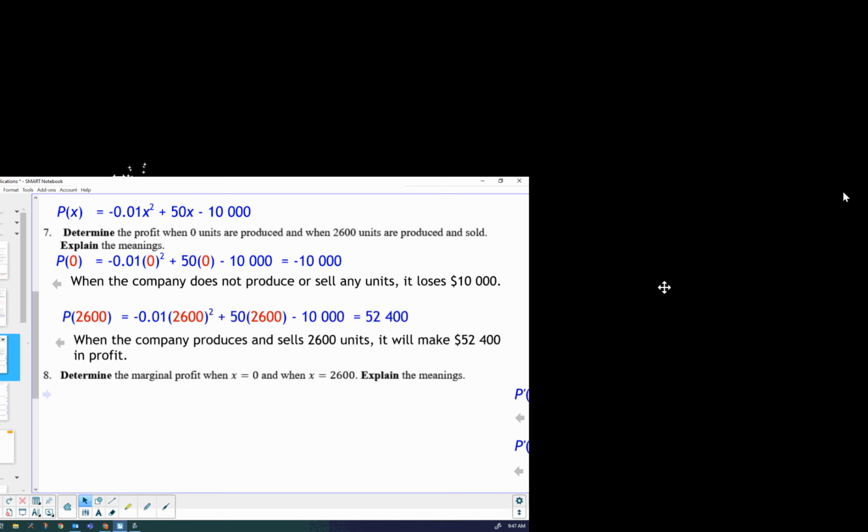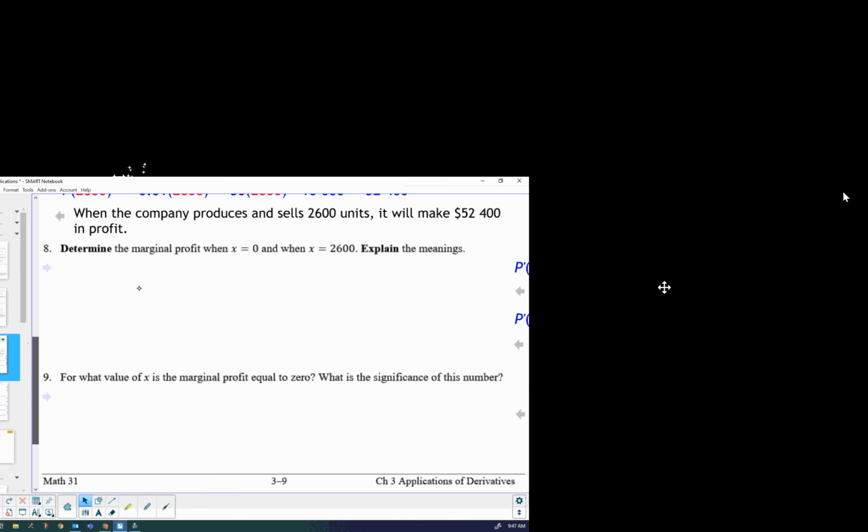Then we're going to figure out what the marginal profit is at 0 and 2,600. What does marginal mean? If we add one more, how would that one more affect our profit? Because, again, this is the slope of a tangent line. Where am I relative to a minimum or a maximum? So take a derivative.